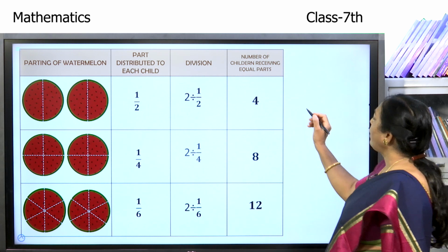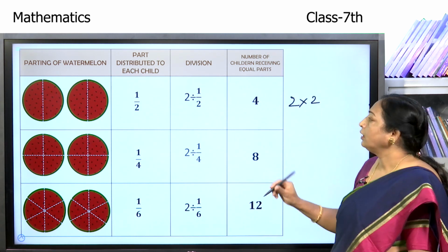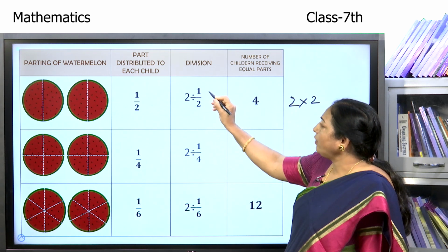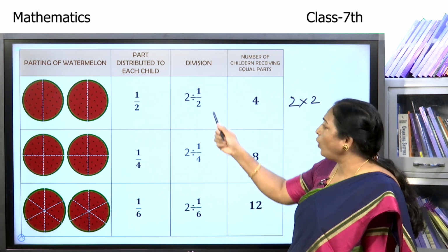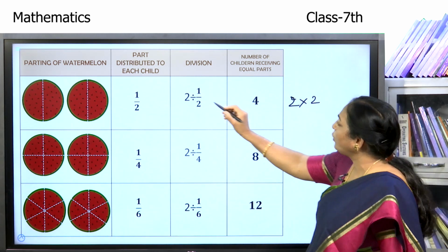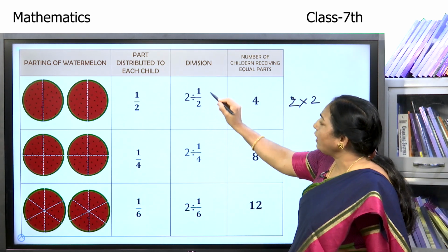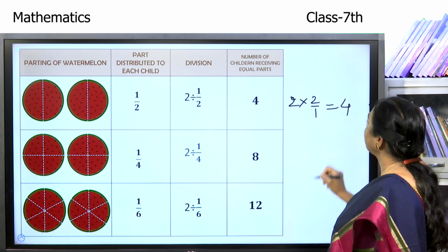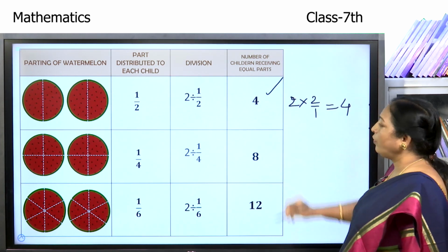Here also we come to one conclusion. Observe the division column, 2 divided by 1/2. The whole number divided by a fraction. Multiply 2 by the reciprocal of this fraction, we will get 4. What's the answer here? 4.